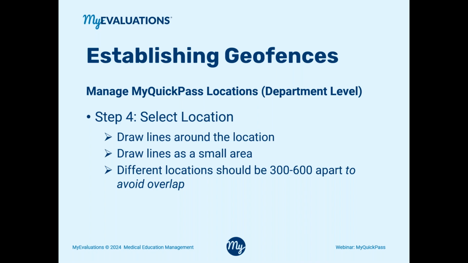So as I mentioned earlier, because the sensitivity on geofencing is somewhere between 300 to 600 feet, you want to make sure that the various geofence locations that you're setting up are sufficiently apart from each other and not in very close proximity to one another. If you end up having geofence locations in close proximity, it'll just create overlaps.